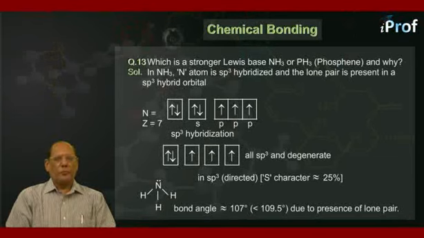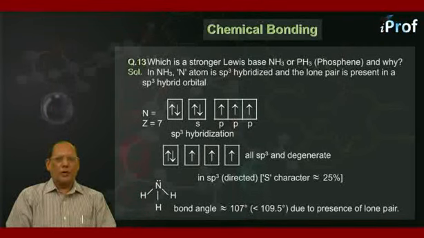So, the structure of ammonia, rather the shape of the ammonia molecule, is pyramidal due to the presence of a lone pair. The bond angle is 107 degrees. It is less than 109.5 degree due to the presence of lone pair.